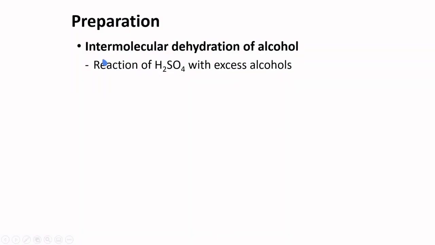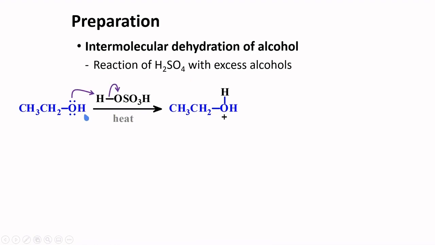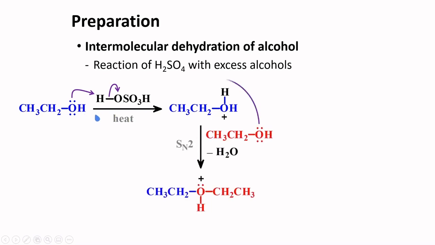One way to prepare ethers is by intermolecular dehydration of alcohols. This is the reaction of sulfuric acid with excess alcohols upon heating. In this reaction, the hydroxy group of alcohols is protonated, and another molecule of alcohol can attack this carbon, displace the water molecule, and form the protonated ether. The excess hydrogen is taken by the solvent, which is also ethanol, to form the target ether.